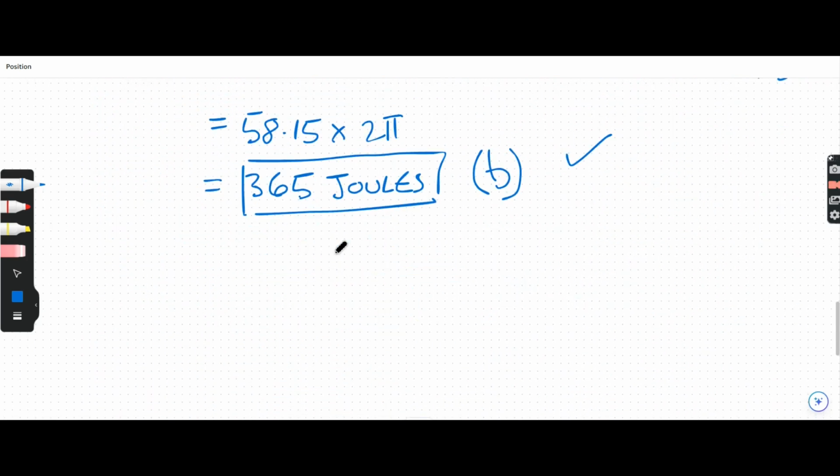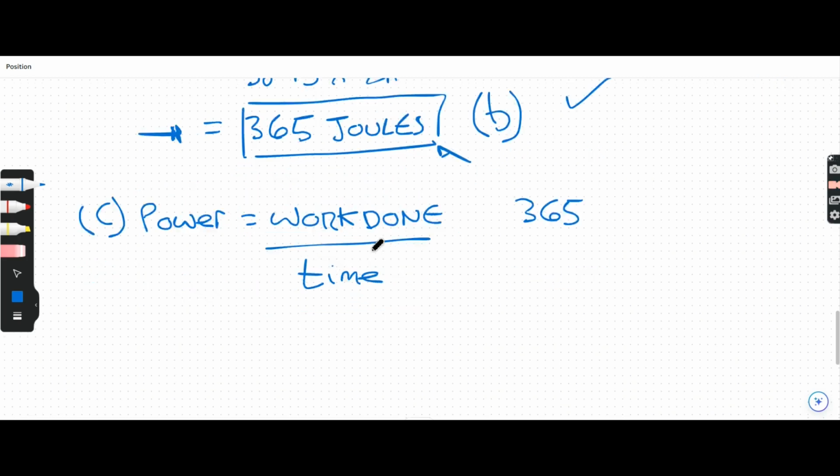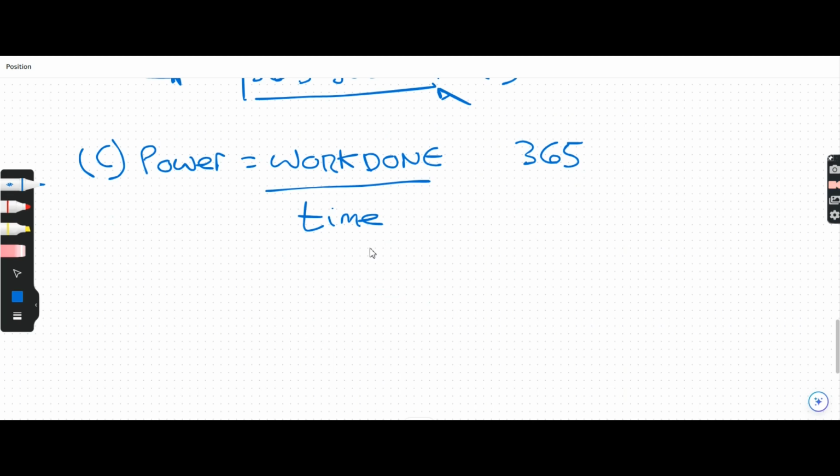So we've got to find the power to do the work done and all of this stuff. So part C is power. And power is work done, which we know because it's there, divided by time, because power is how fast you do work. We know work done, it's 365, because we've got it there. We don't know the time.